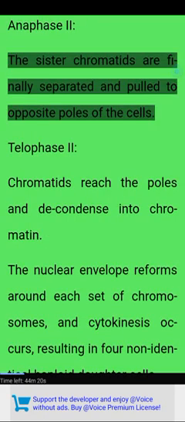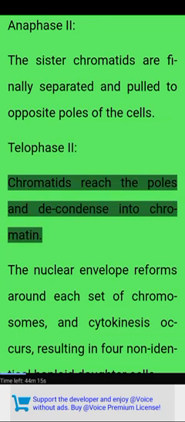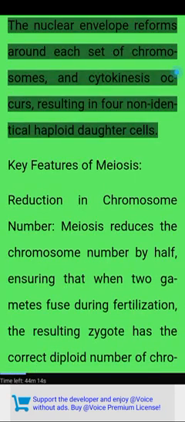Anaphase II. The sister chromatids are finally separated and pulled to opposite poles of the cells. Telophase II. Chromatids reach the poles and condense into chromatin. The nuclear envelope reforms around each set of chromosomes, and cytokinesis occurs, resulting in 4 non-identical haploid daughter cells.